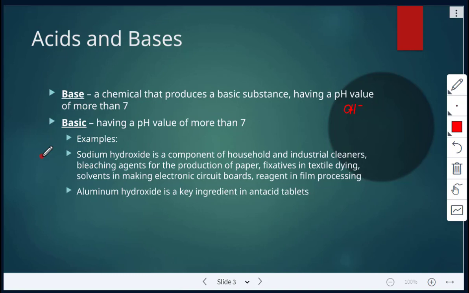It's a component of household and industrial cleaners, in bleaching agents for the production of paper, fixatives in textile dyeing, solvents in making electronic circuit boards, a reagent in film processing. Aluminum hydroxide is another example. It's an ingredient in antacid tablets. So again, notice there's a hydroxide there.